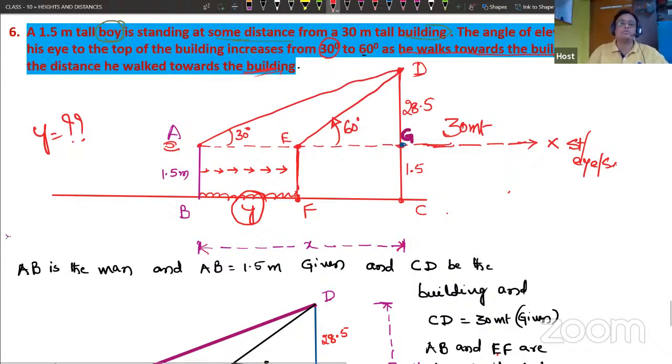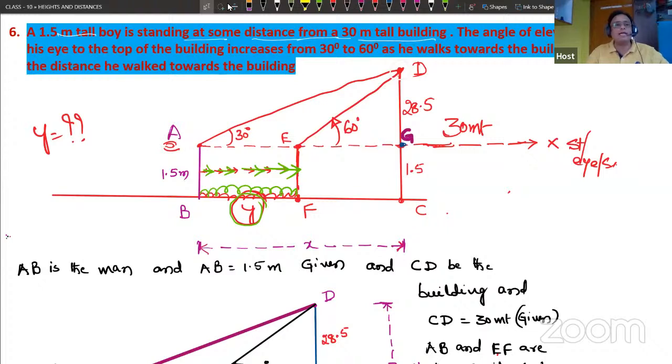Now I'll read the question clearly once again. A 1.5 meter tall boy is standing at some distance from a 30 meter tall building. The angle of elevation from his eye to the top of the building increases from 30 to 60 degrees. That means first it is 30, afterwards it increases to 60 after walking towards the building. Assume that the distance walked by him towards the building is y. That is what we have to find out.